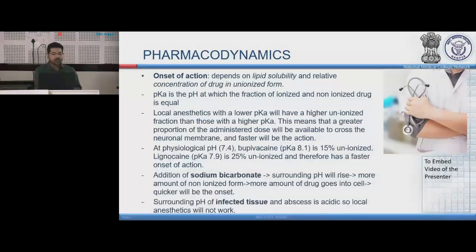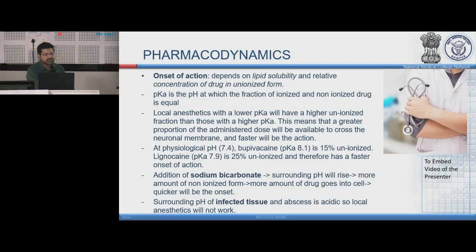Onset of action. Onset of action depends on lipid solubility and relative concentration of drug. Sorry for this busy slide. pKa is the pH at which the fraction of ionized and non-ionized drug is equal. Local anesthetics with a lower pKa will have a higher unionized fraction than those with higher pKa. This means that a greater proportion of administered drug dose will be available to cross the neuronal membrane, and faster will be the onset of action.